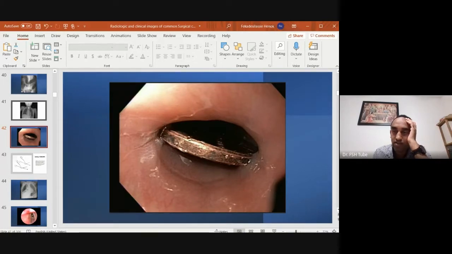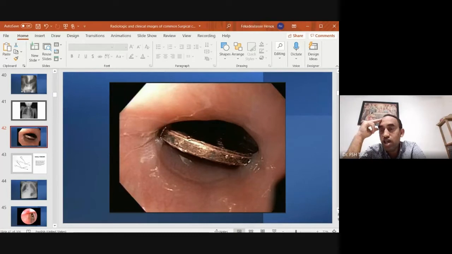Rigid and flexible. Most of the time we use rigid endoscopy to remove foreign bodies because rigid endoscopes have a wider lumen. So you can introduce your forceps through a wider lumen, grasp it, and take it out. So rigid bronchoscope or rigid esophagoscope is most of the time preferred for foreign body removal.